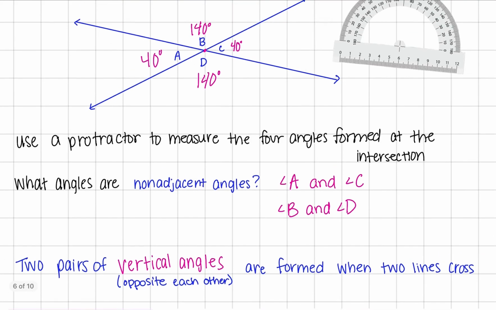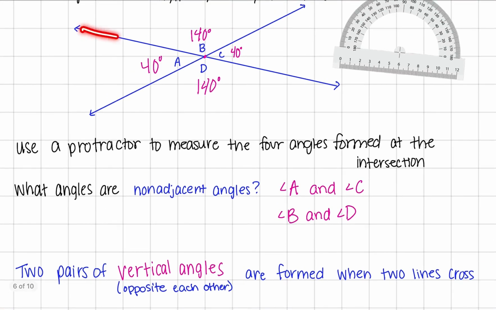So when two lines cross, like we have up here, two pairs of vertical angles are formed. And vertical angles are opposite of each other, so they are non-adjacent. Now, not all non-adjacent angles are vertical angles, but these two are opposite of each other. So A and C are opposite of each other, so these are vertical angles. B and D are opposite each other, so they are vertical angles. That is what we are talking about today, and we're going to talk about it more.